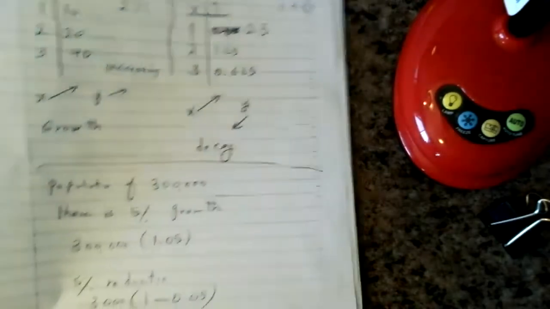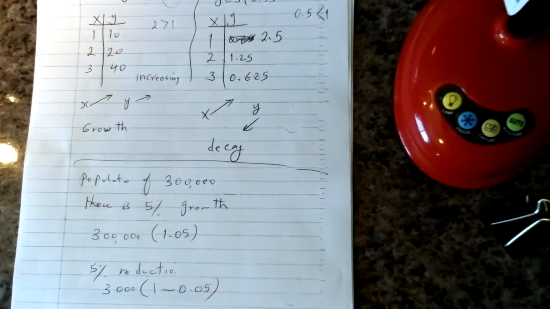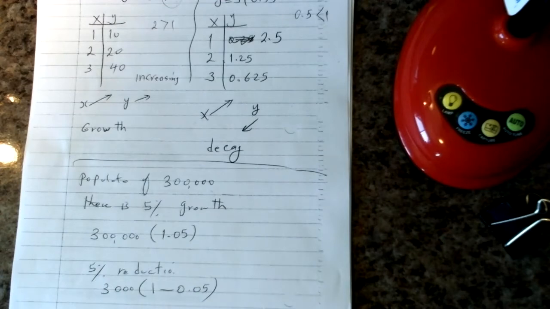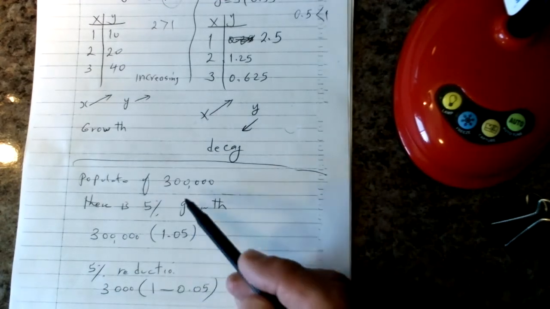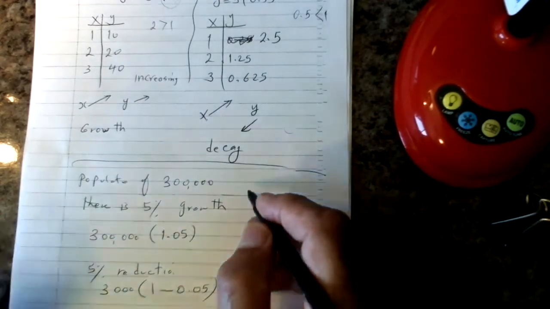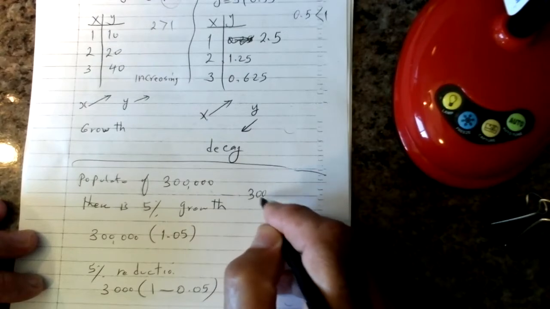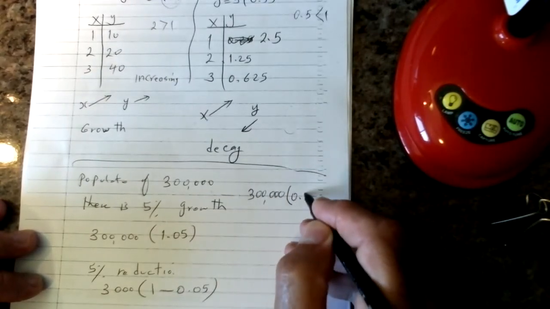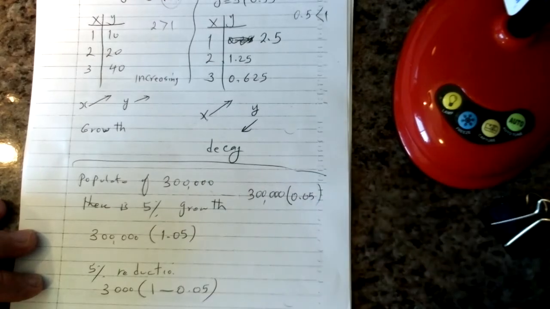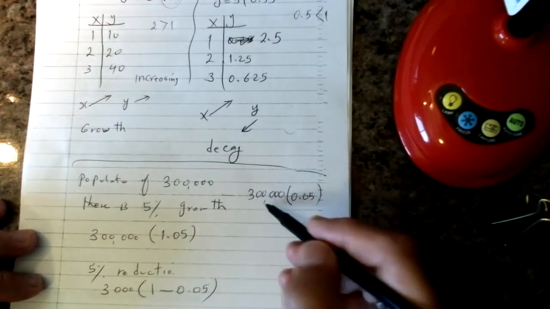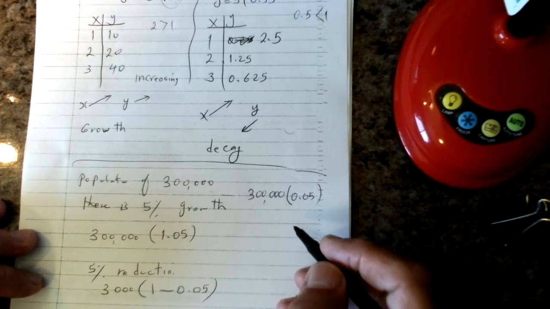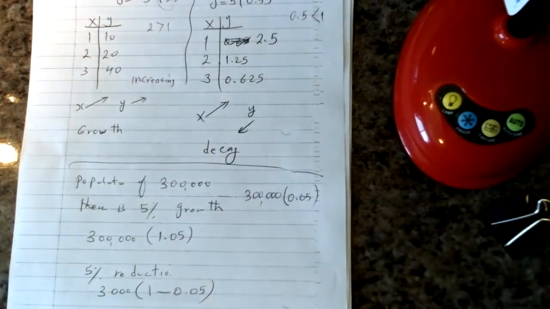Look, let's say there is a city with population of 300,000, and we said there is 5% growth. What does that mean, 5% growth? It means you take these numbers, okay? You take that 300,000, you multiply that by 5%. 5% is 0.05. You do that. Whatever the number is, you add it to 300,000. So then you have 300,000 times 5%.